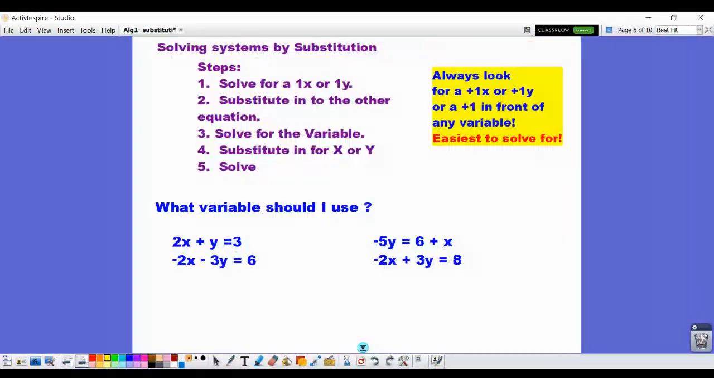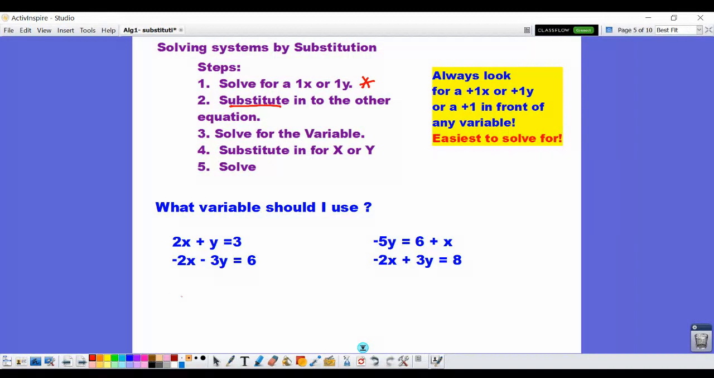So let's get into the work of this. Okay, here's our steps. The first thing we're going to do is solve for a 1x or a 1y. Then we're going to substitute into the other equation. We're going to solve, and then we're going to substitute back into our original equation.